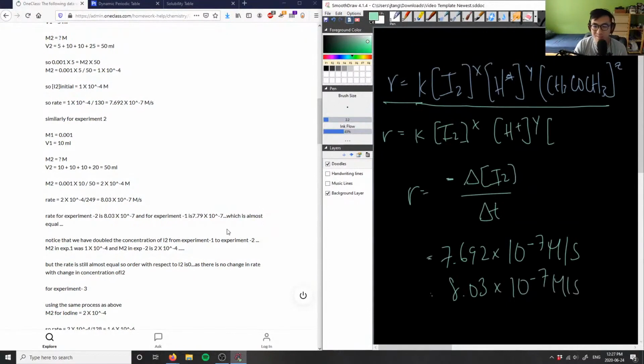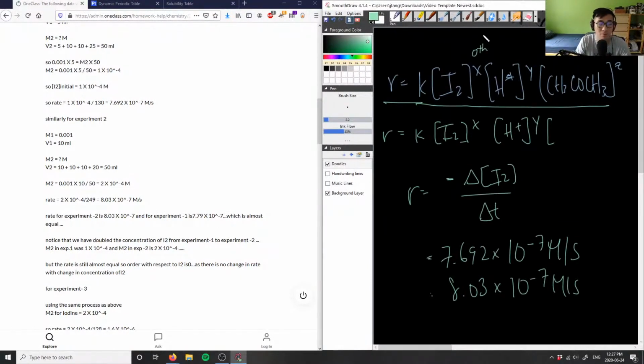And assuming that this has been done in the lab, we can safely say that these two are very, very similar to each other. So therefore, the rates are going to cancel out, and we've simply just doubled the concentration of iodine here, right? So we doubled our concentration of I2, but the rate was still the same. So therefore, the I2 is going to be a 0 order reaction.